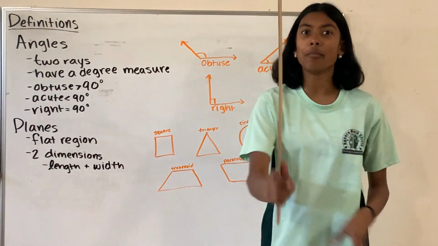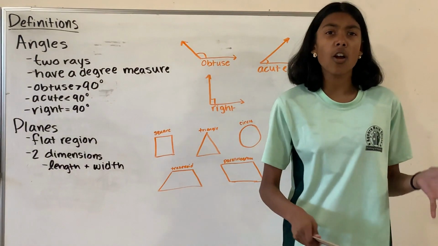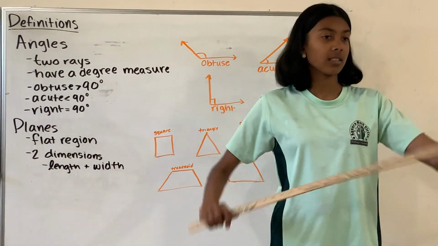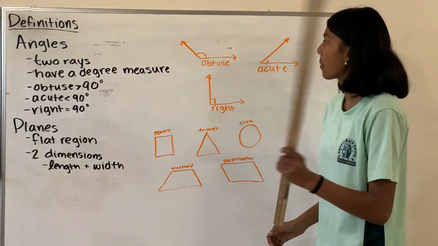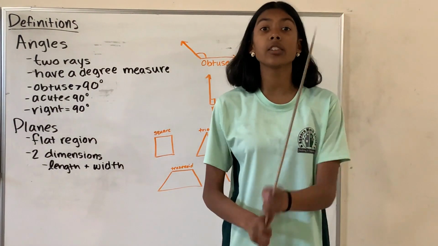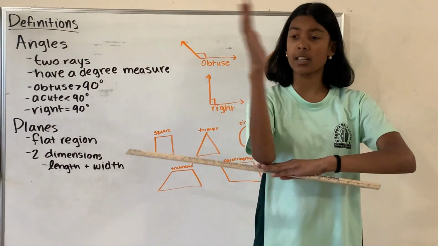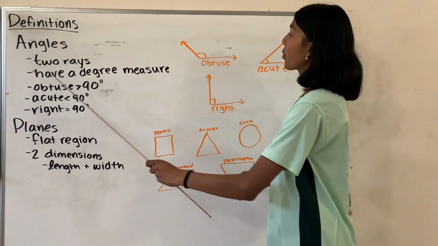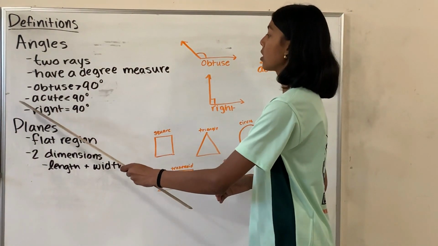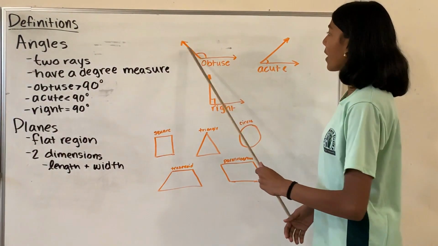Now on to more definitions. We start off with angles. Angles are basically two rays together. This is a ray and this is a ray. And they all have a degree measure, which is basically saying how far apart each of the rays are. And we have 3 types of angles. We have obtuse, acute, and right. Obtuse angles look like this.